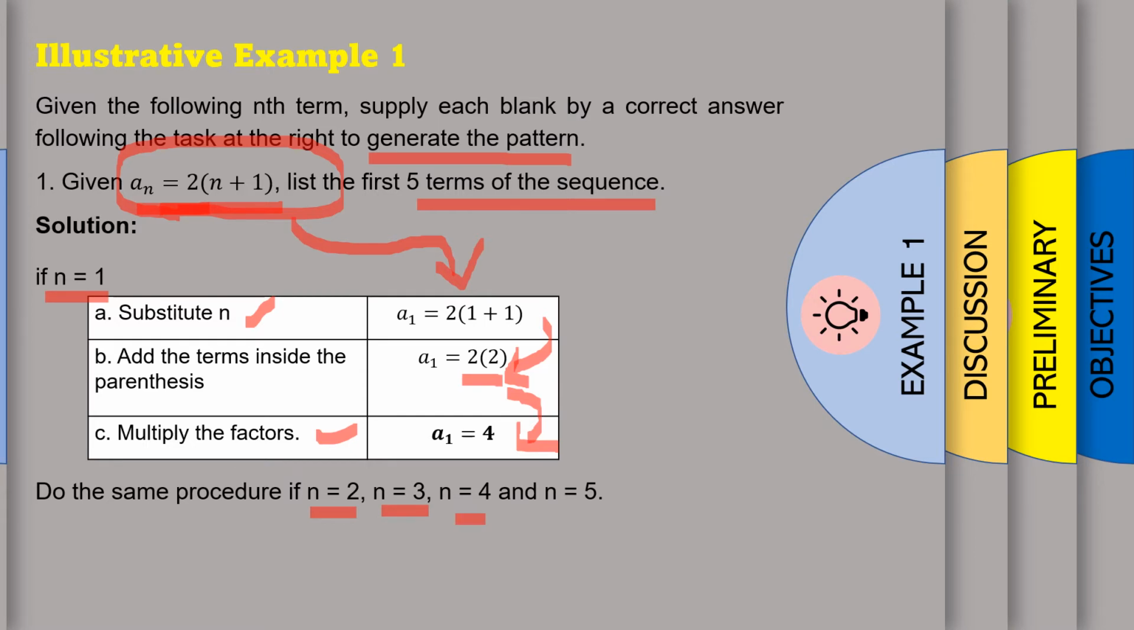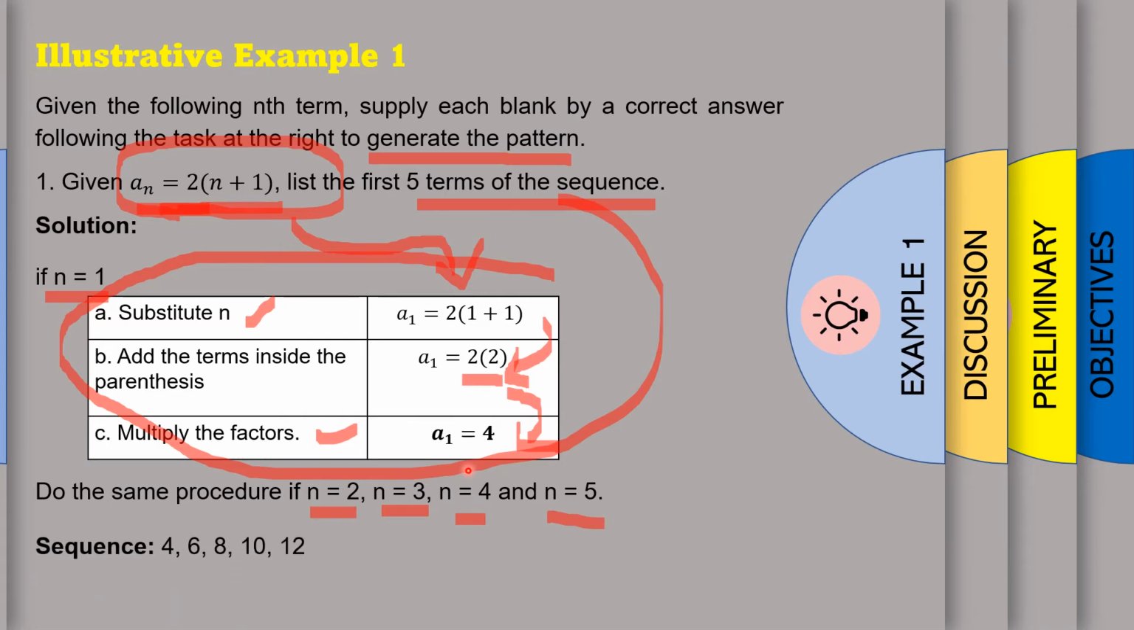And if your n is 4, you will come up with the fourth term. Malalaman mo kung ano yung pang fourth term. At kapag ang n mo ay 5, so you're looking for the fifth term. So, we're going to use the same procedure na ginawa natin dito. Okay, so you just substitute the n, add the terms inside the parentheses, and multiply the factors. Okay, and then, kapag nagawa mo na lahat yan by substitution, check mo.